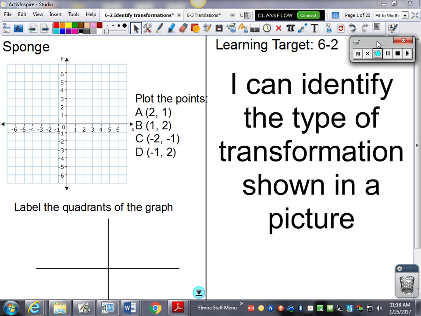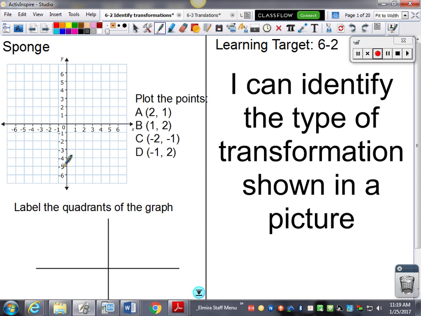This video is also going to serve as my sub-plans for today. So normally I wouldn't go over the sponge or the learning target in my videos, but today I am going to. Alright, so first of all, I want you to be plotting these points on the coordinate plane.